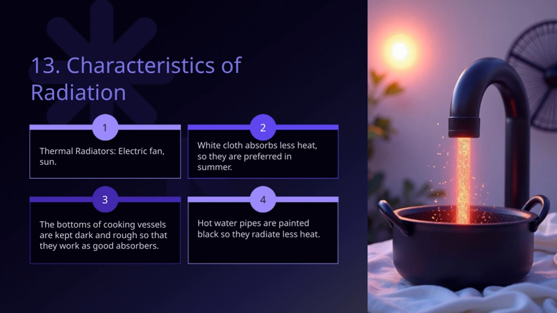And then we have natural sources of thermal radiation, like the electric fan or the sun. These are prime examples of how radiation can transfer heat over distances without any physical contact. Overall, understanding these characteristics helps us design better heating and cooling systems, and also explains everyday phenomena around us.